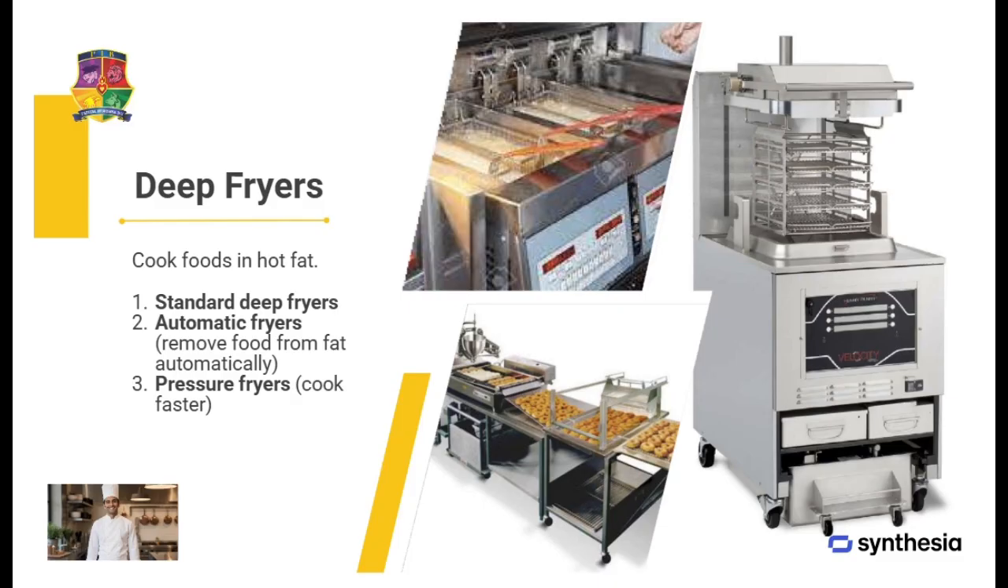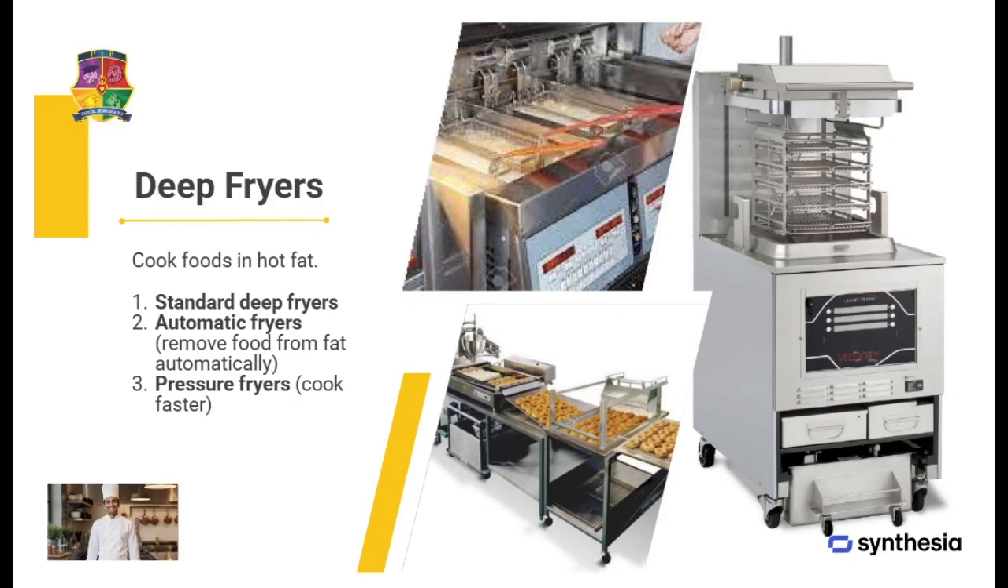Third, pressure fryers. These fryers use a pressure-based cooking system. The pressure helps speed up the cooking process and can produce food that is juicy inside while remaining crispy on the outside. If we look at the images, we can see different types of fryers, from standard commercial units to larger systems designed for higher volume production.